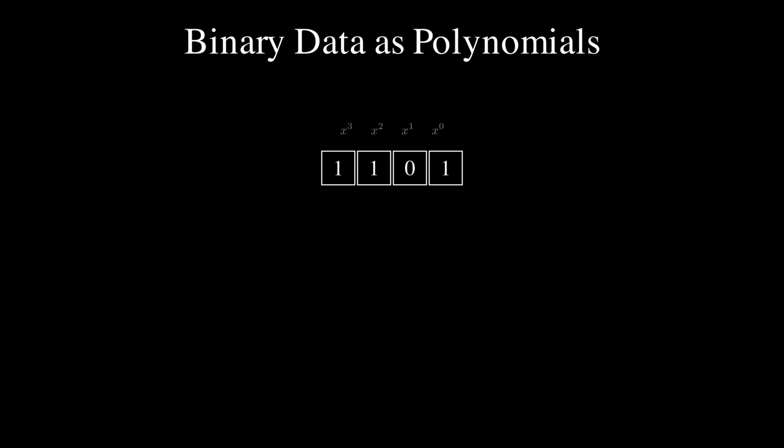Let's understand how CRC works, starting with how we represent binary data mathematically. The foundation of CRC is treating binary data as polynomials. Consider the binary number 1101. Each bit position corresponds to a power of x. The leftmost bit is position 3, which is x to the power 3. Moving right, we have x squared, x to the power 1, and x to the power 0. A bit value of 1 means that term is present. A bit value of 0 means that term is absent. So 1101 becomes x cubed plus x squared plus 1. The x to the power 1 term is missing because that bit is 0.